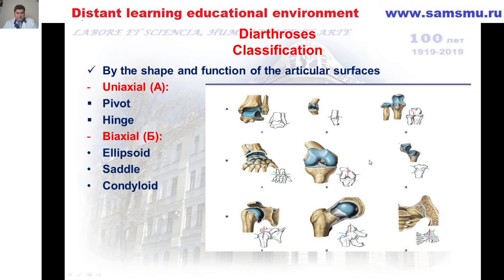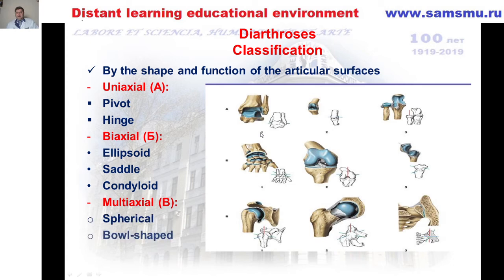Saddle joint is the joint between the collarbone and breastbone, articulatio sternoclavicularis, and condyloid joint is the knee joint. All of them are biaxial joints.